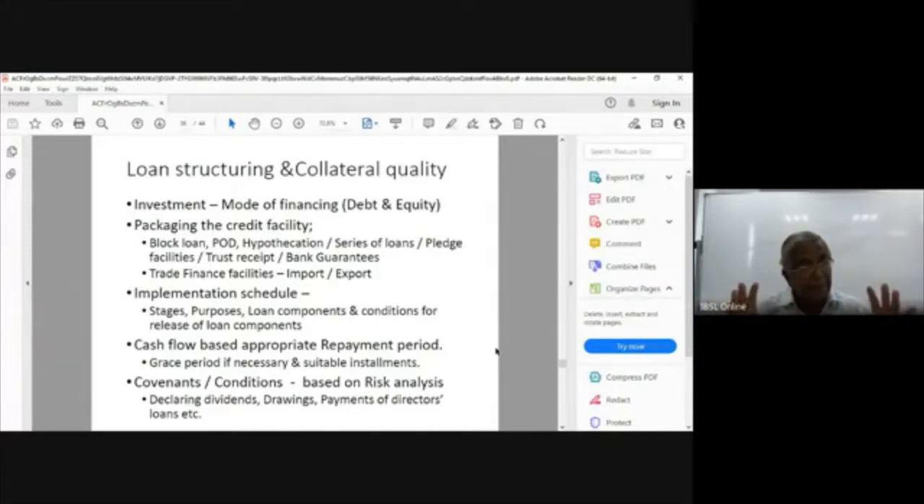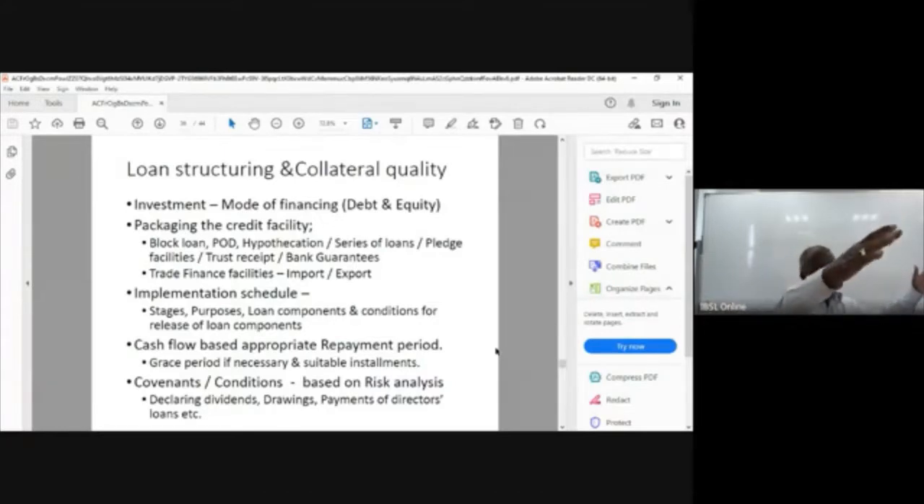So it is credit packaging. You have various types of credit facilities. You have already learned. Now to match the customers, you have to give a suitable credit facility. This is also very important. This is also another risk element. If you give a wrong credit facility for a purpose, it won't give the anticipated result. It may turn into a wrong thing. So you have to give a suitable credit facility to match the purpose.